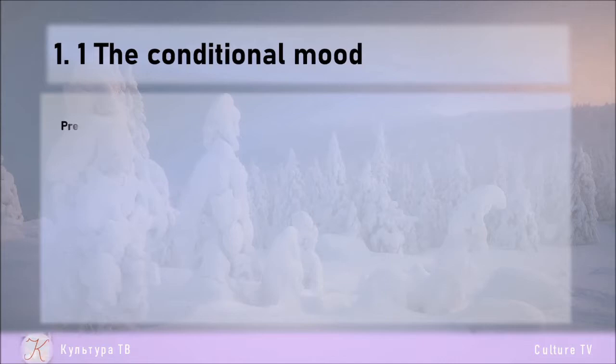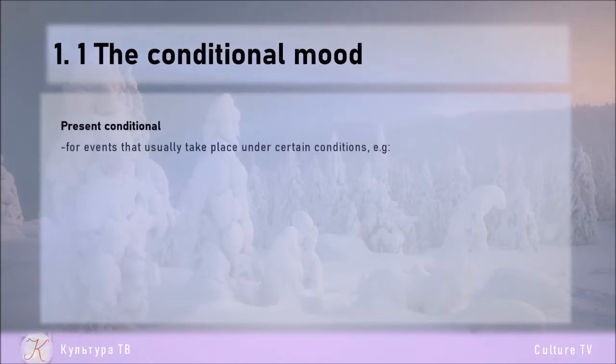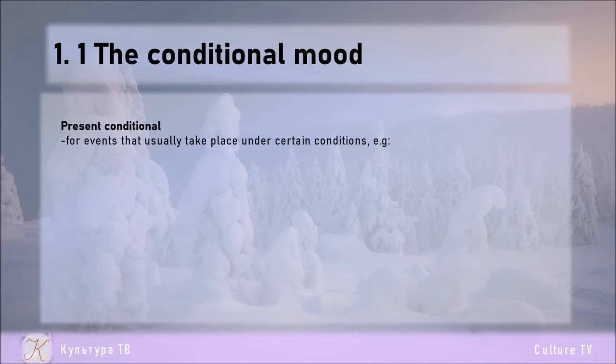First of all, we have the present conditional, and we generally use this for events that take place under certain conditions. For example, если мне холодно, я надеваю куртку. Notice here that we're using the present tense. We're conjugating the verbs of this sentence in the present tense. That is why we call it the present conditional. This is what sometimes is referred to also as the realistic conditional.